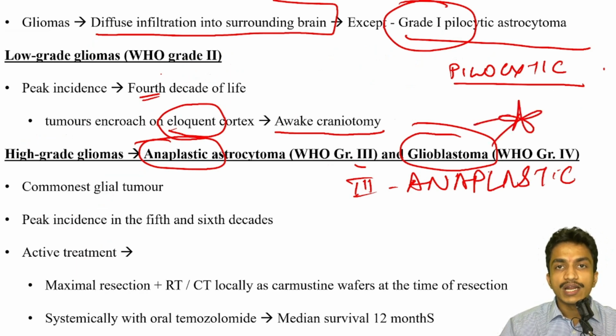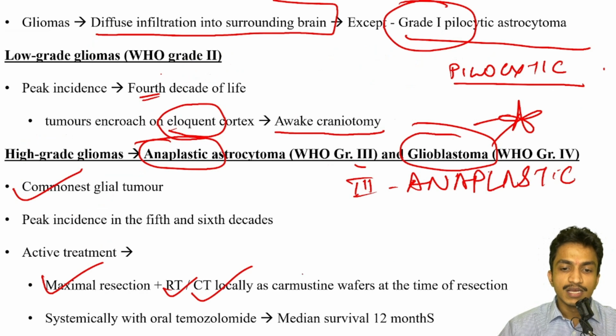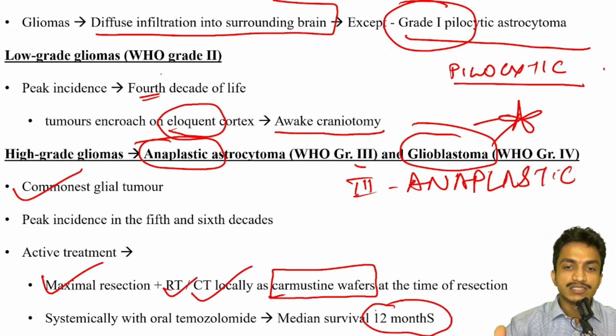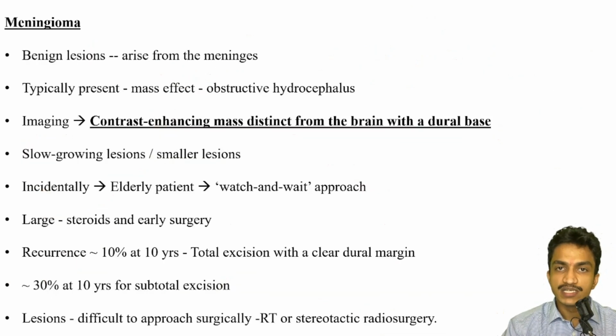Now grade 4 and grade 3, usually they are the commonest glial tumors, again seen in the 5th to 6th decade. In this case, we need to do maximum tumor debulking followed by radiotherapy and chemotherapy, and chemotherapy usually is done as a local application of carmustine wafers, and systemically we give temozolomide, and usually median survival is nearly 1 year. These are all the important points which you need to remember to answer if any question is asked from this part, so don't miss this.